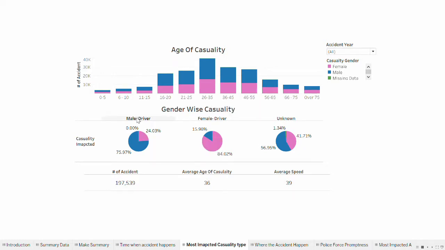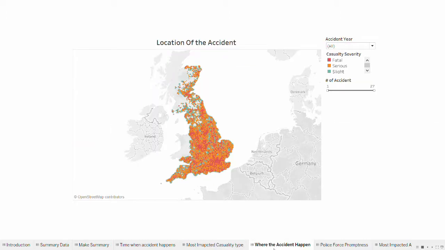We are also trying to show what happens when a male driver is driving, what happens when a female driver is driving, and what happens when we don't know the driver. The data set also talks about the number of accidents, the average age of the casualty, and the average speed at which the accident happened. We have tried to keep the colors quite relevant with the gender, so that you can register these colors when you look at it.